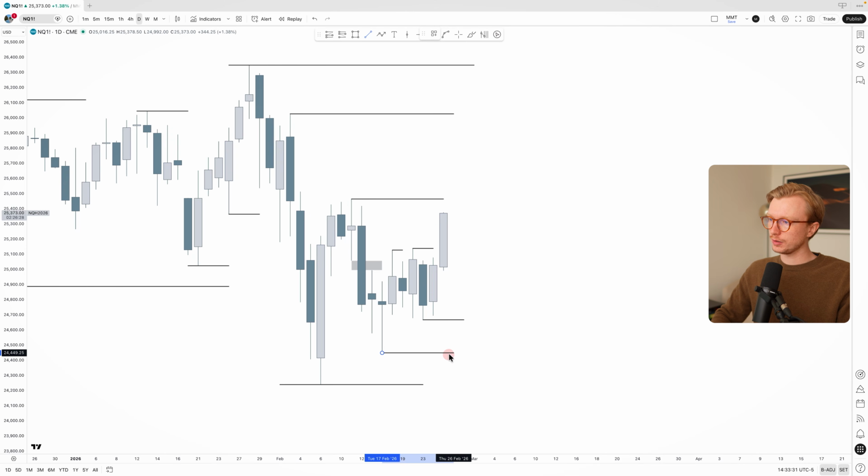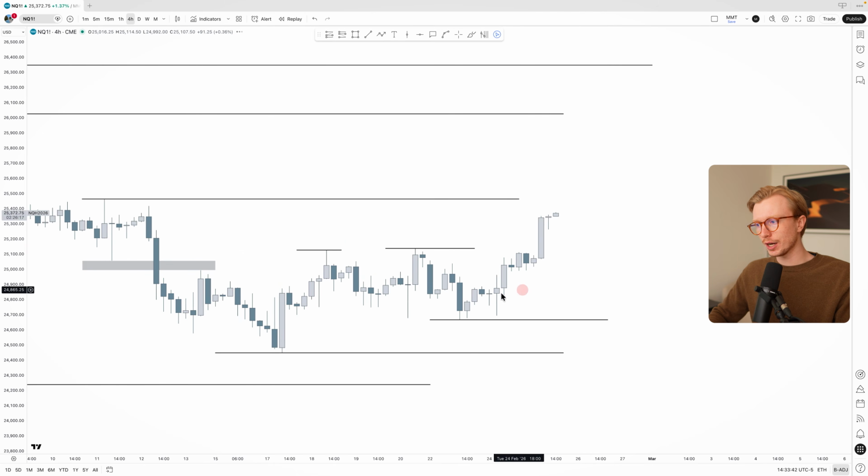Again, a lot of lines, a lot of boxes right here. I'm actually missing right here this fair value gap right there as well. A lot going on. We are going to clear this up and it's going to become a lot more clear. But first, again, now let's dive into the 4-hour time frame.